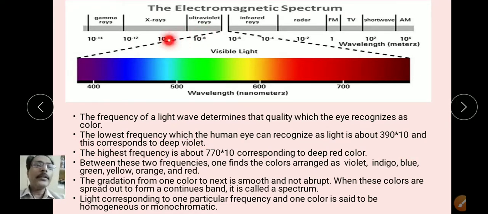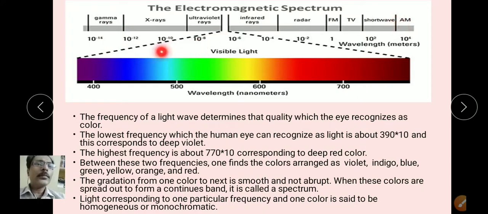You can see here the spectrum: gamma rays first, then x-rays, ultraviolet rays. Next is the passage which represents the visible light, where we can see the colors. Then there is the infrared ray, radar, FM, TV, short waves, and AM. Only the visible part is this much. The others are not visible to our eyes.